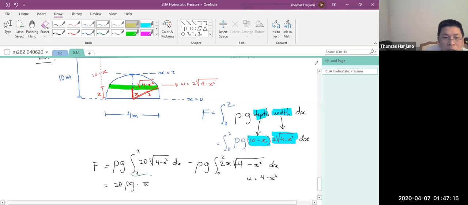This is the area of a quarter circle with radius 2. So that equals 1/4 times pi r squared, that's pi. Now, the one on the right hand side, you need to work it out longer.